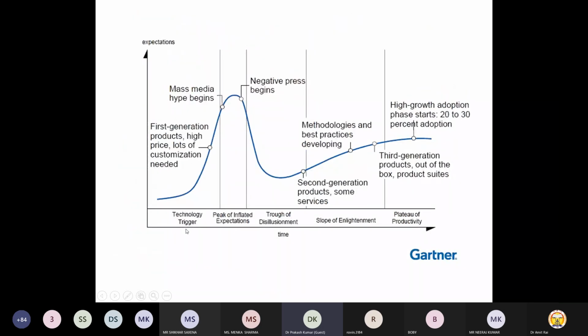Whenever any technology trigger is there, suppose mobile technology, telephone, 5G or anything, it passes through this cycle. This is for sure. Let us take an example of mobile. Initially in 1995, 96, 97, it was over here. First generation products get developed, the price is very high, and lots of customizations are required. Then mass media hype occurs. This mobile can do this, that mobile can do that, and so on.